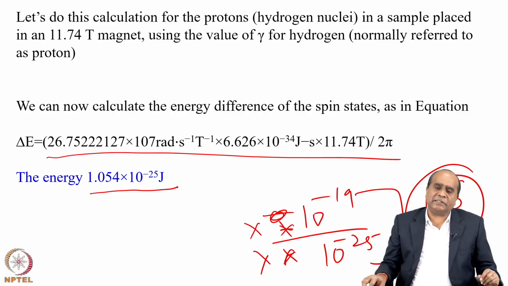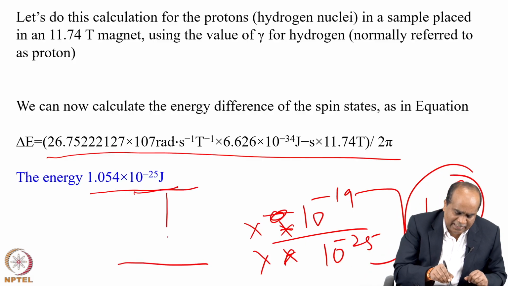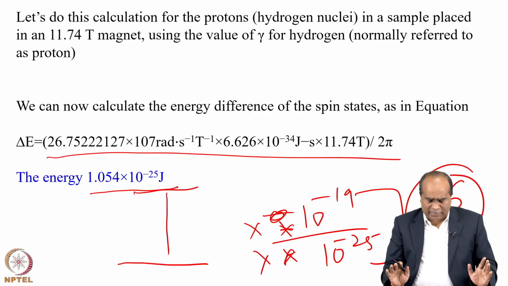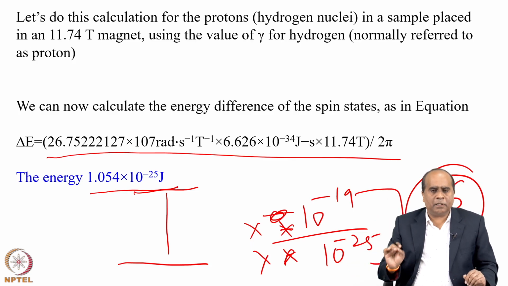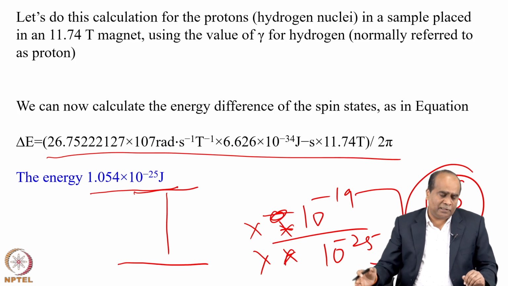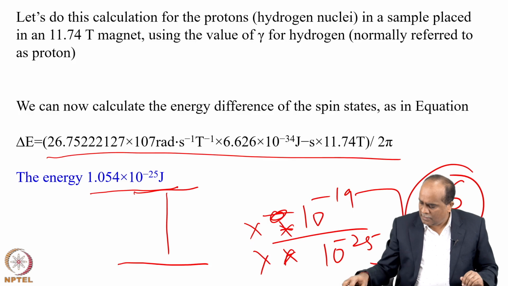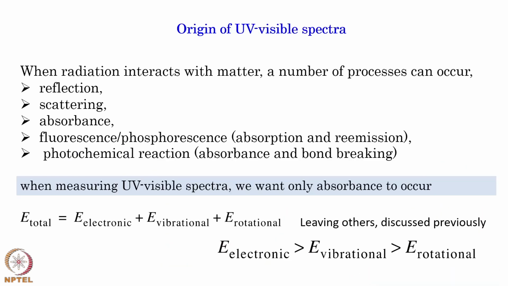So, sensitivity therefore depends upon the energy gap between the two states for doing a particular kind of spectroscopy. Sensitivity for electronic spectroscopy is always going to be much more than nuclear magnetic resonance, or even vibrational spectroscopy will be quite higher in sensitivity compared to nuclear magnetic resonance. So, that is the difference between the different spectroscopies that we are going through.